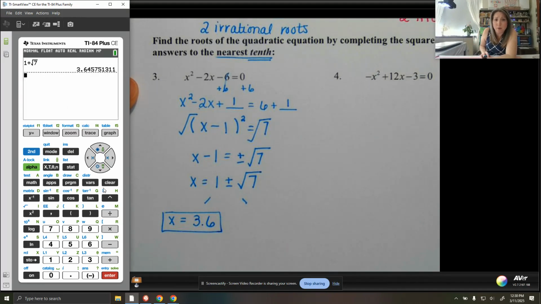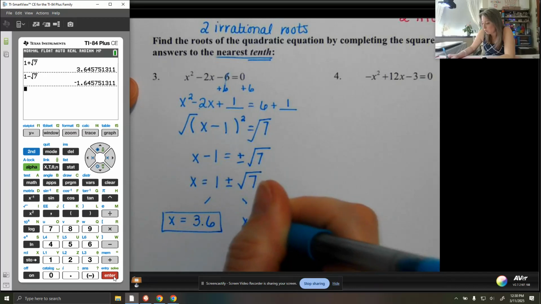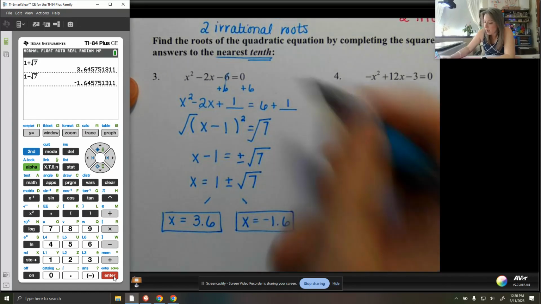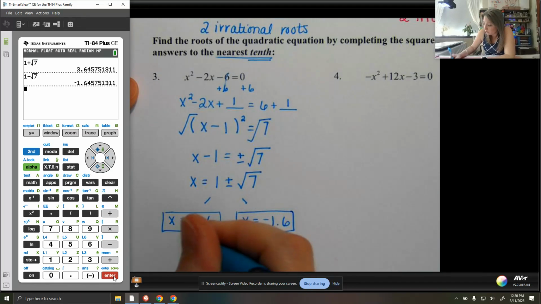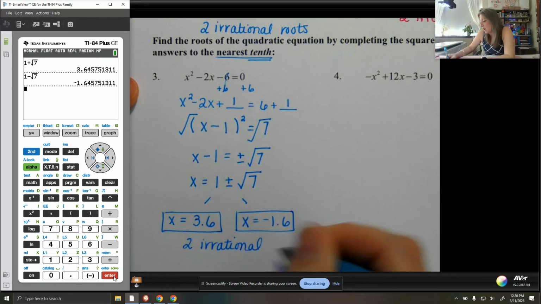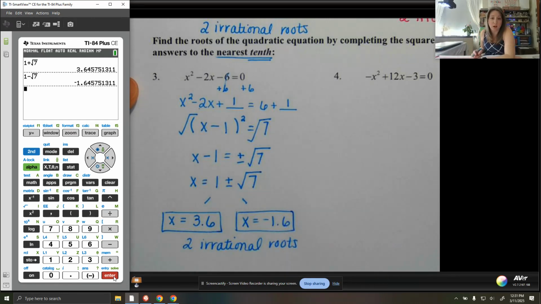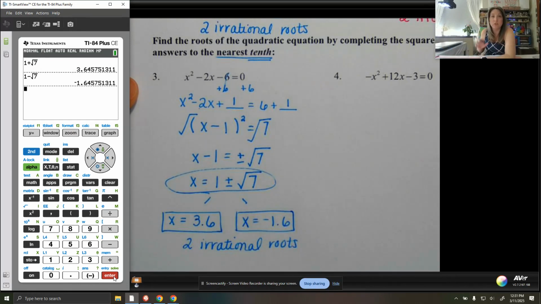Now, let's also try 1 minus radical 7. So 1 minus radical 7 gives me, this time, -1.6. So x equals -1.6. Notice we were rounding. This didn't end up with terminating decimals, but this is still 2 irrational answers that I rounded to have rational equivalence on my paper. So because this was still 2 irrational roots, even though I rounded for these answers, that's 2 irrational roots.